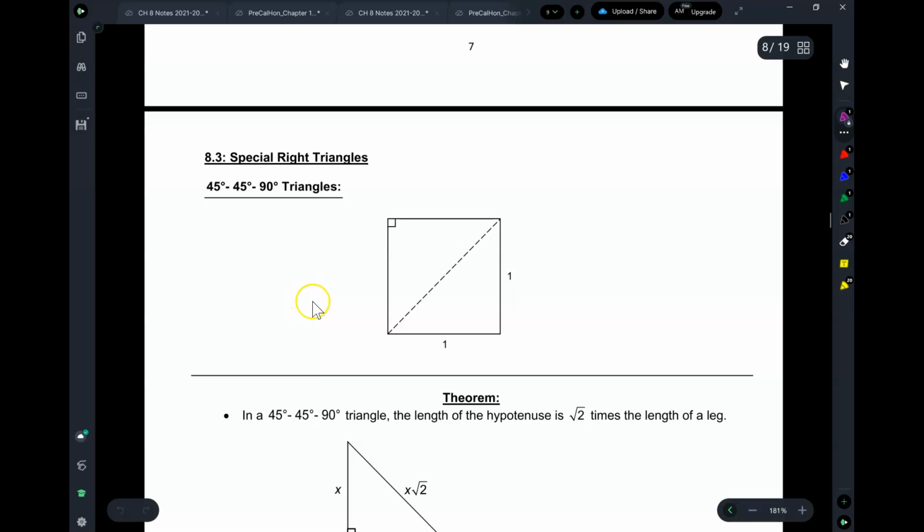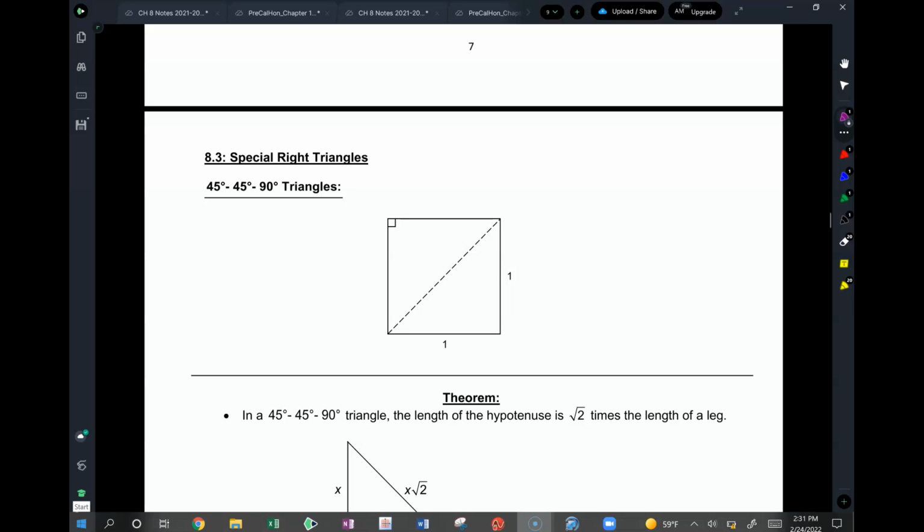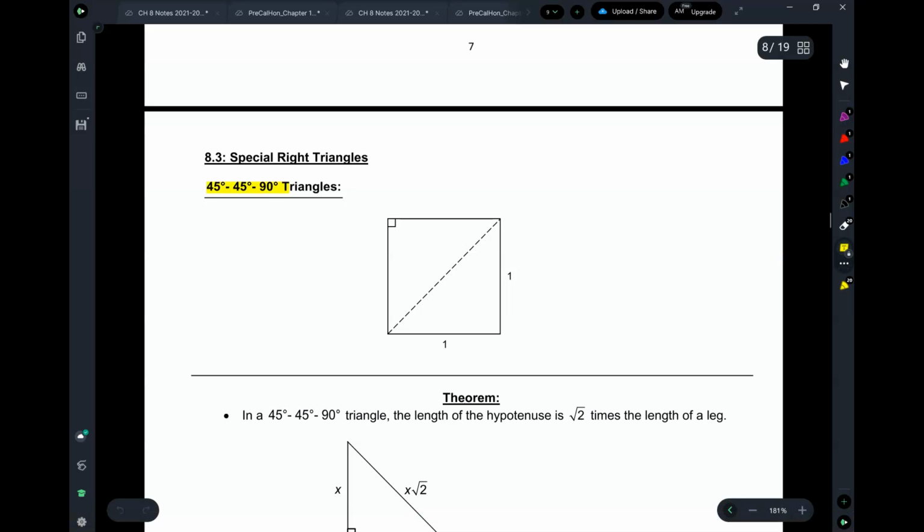All right, so let's talk about special right triangles. The first thing we're going to talk about is what we call 45, 45, 90 triangles. This is how you're going to come to know them, as a 45, 45, 90. So how do we create a 45, 45, 90 triangle?